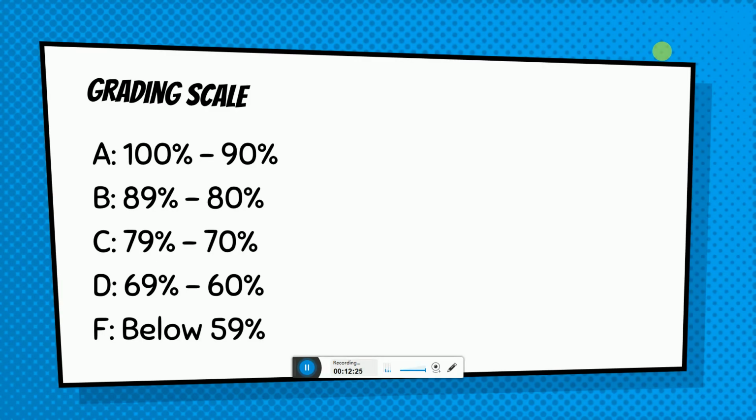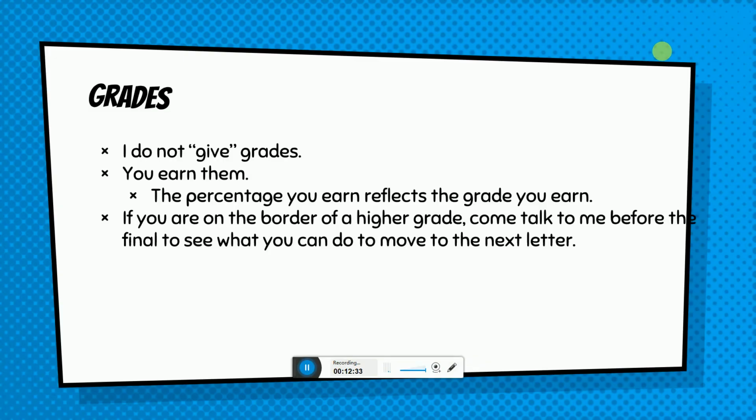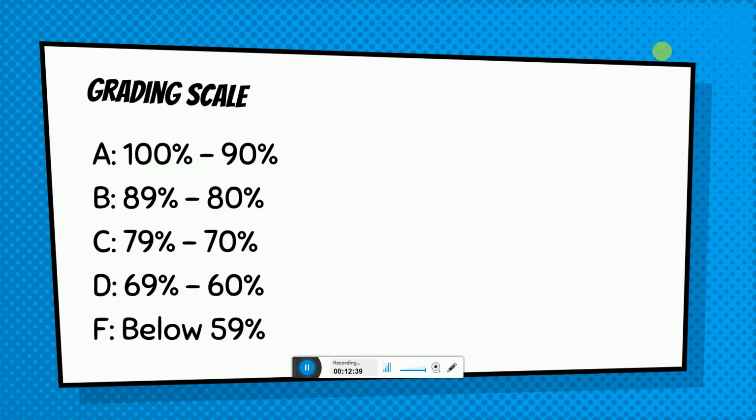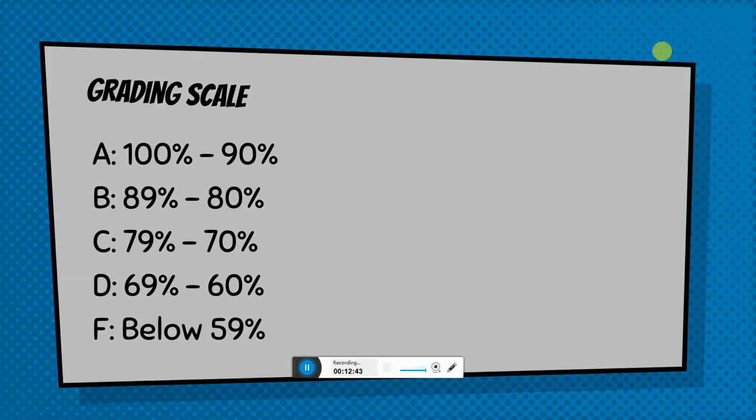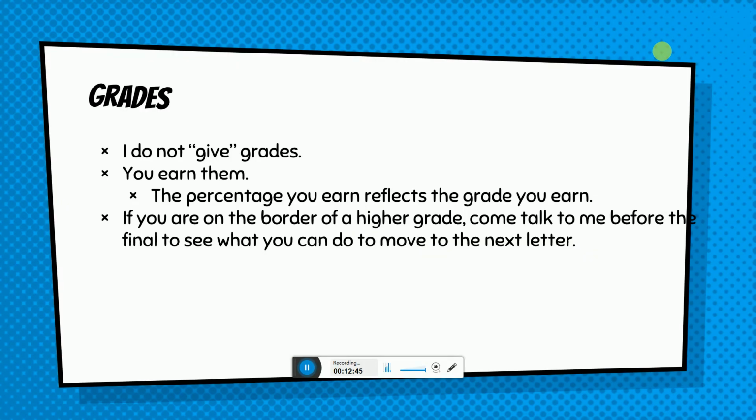Our letter grade grading scale is a normal scale. So A is 90 to 100, B is 80 to 89. And just a note on grades, I don't give grades, students earn them. So whatever percentage you earn reflects the letter grade you earn. All I do is look at the percentage and type in the grade that matches. So if you're on the border of a higher grade, then you should come talk to me before the class is over so that we can talk about what you can do to be able to earn that last little percentage to move you up to the next grade.